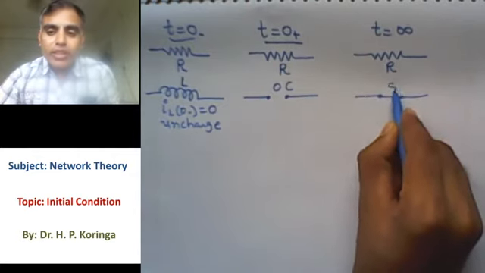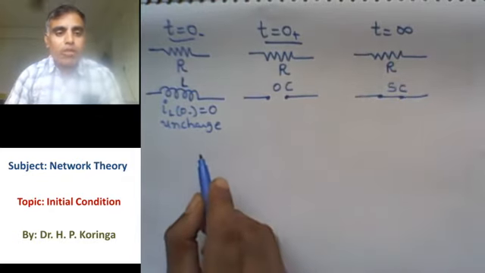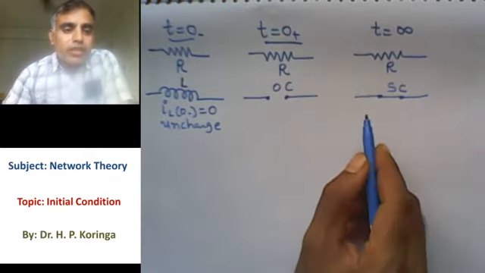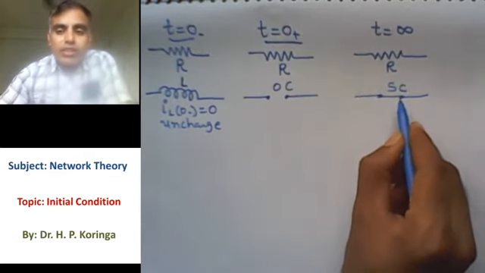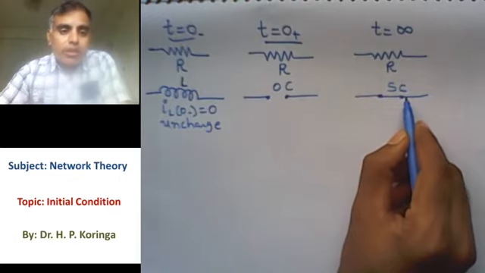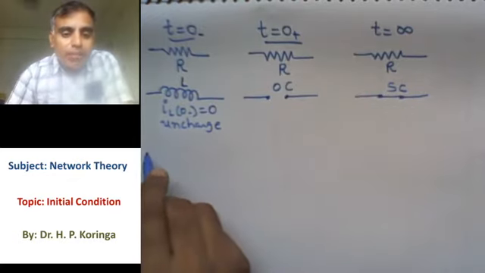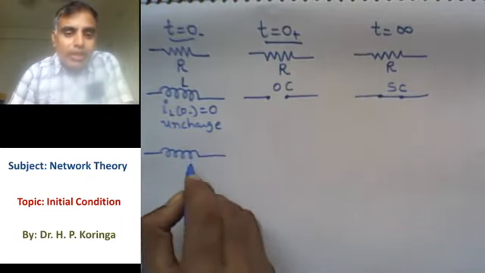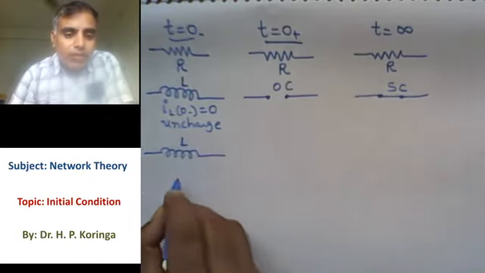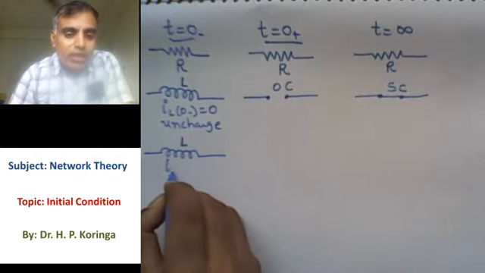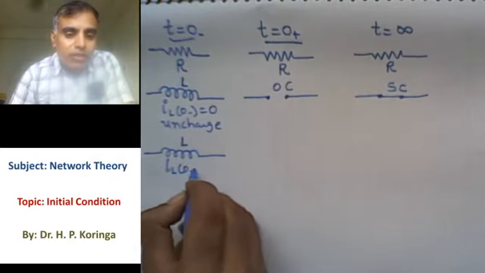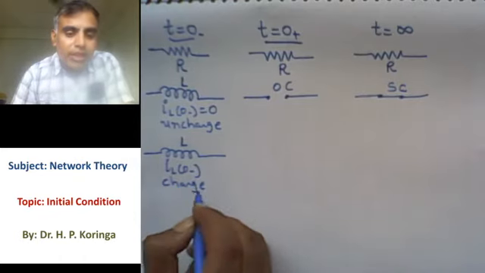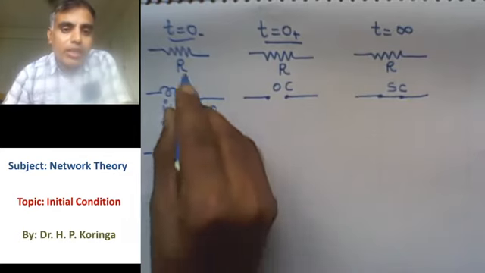If any inductor is connected to a source for a longer time, in a steady state condition, it works as a short circuit. Similarly, if any charged inductor at t equal to 0 minus time has a charge, the current is IL of 0 minus, right? It is a charged inductor with the current IL of 0 minus at t equal to 0 minus time.